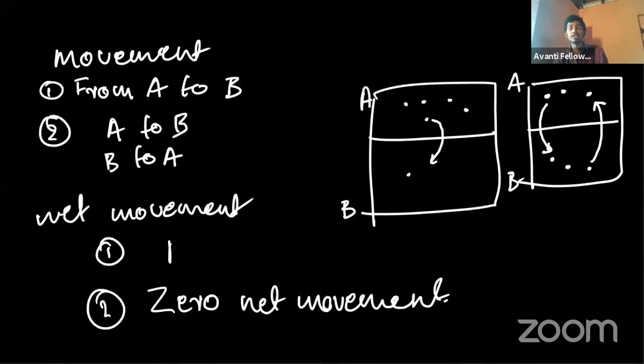That means there is no change in the movement. Whatever the movement will be, it will always be in equilibrium. This is the basic thing to understand equilibrium. Remember, in equilibrium there will be movement and there will be no net movement. Okay.